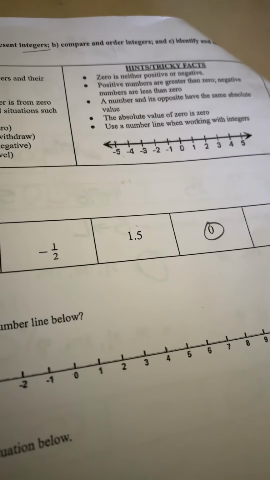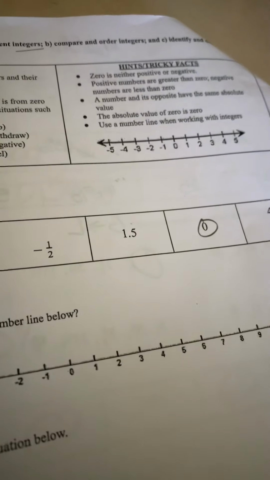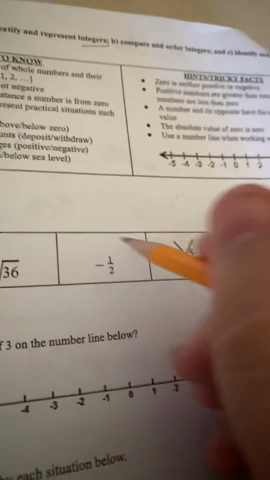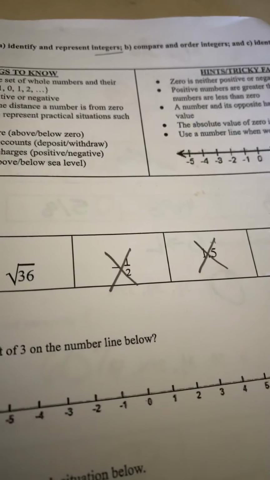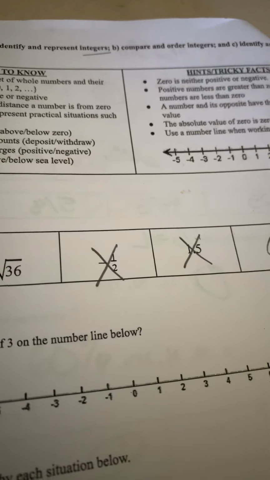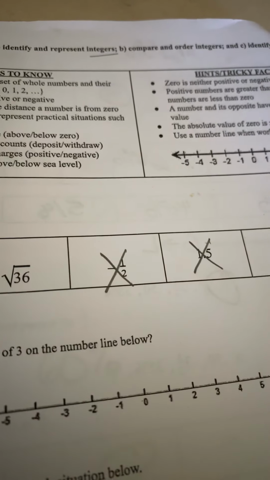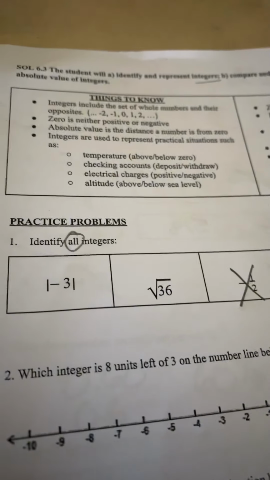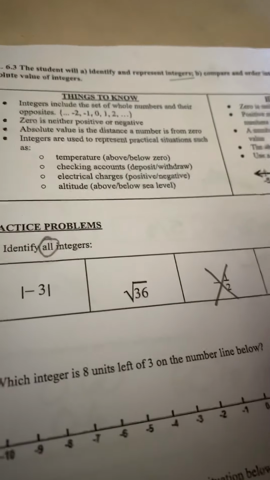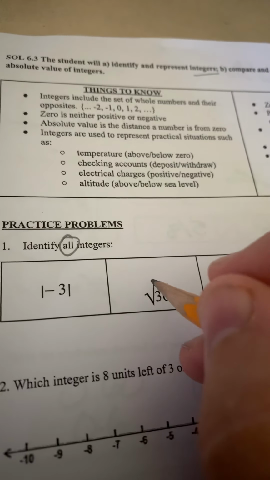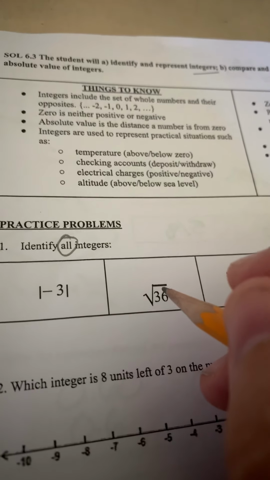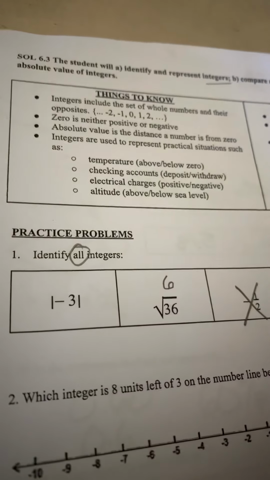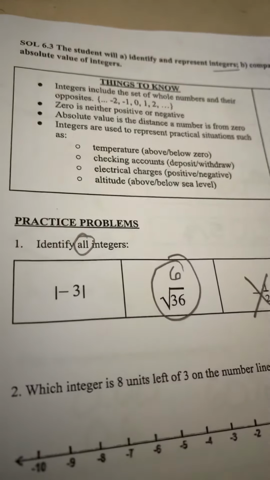Now, same thing that we've talked about before. Integers cannot be a decimal. It cannot be a fraction. So negative 1/2 and 1 1/2 are not integers. All right, so I have the square root of 36. We talked about exponents before. A square root is basically taking half of it. So the square root of 36 is just going to equal positive 6, which is an integer.